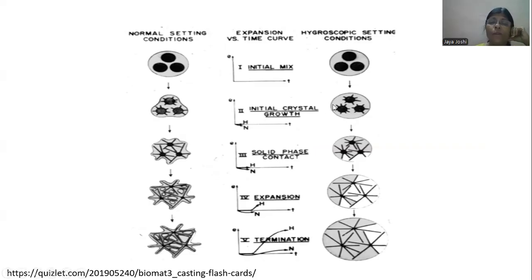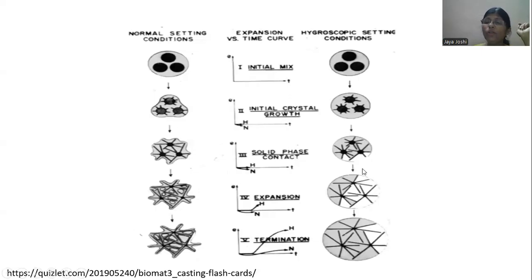Now, this is the self-explanatory diagram of the hygroscopic setting expansion. After the initial set, the material is again placed in the presence of water. In the first two diagrams, you can see the hemihydrate suspended in water. In both cases, the hemihydrate will start growing. They will start intermeshing with each other, and the initial set occurs. Here, the initial set will occur in normal setting expansion. The remaining water is utilized by the crystals to grow, and they will start intermeshing and intercepting with each other, resulting in setting expansion.